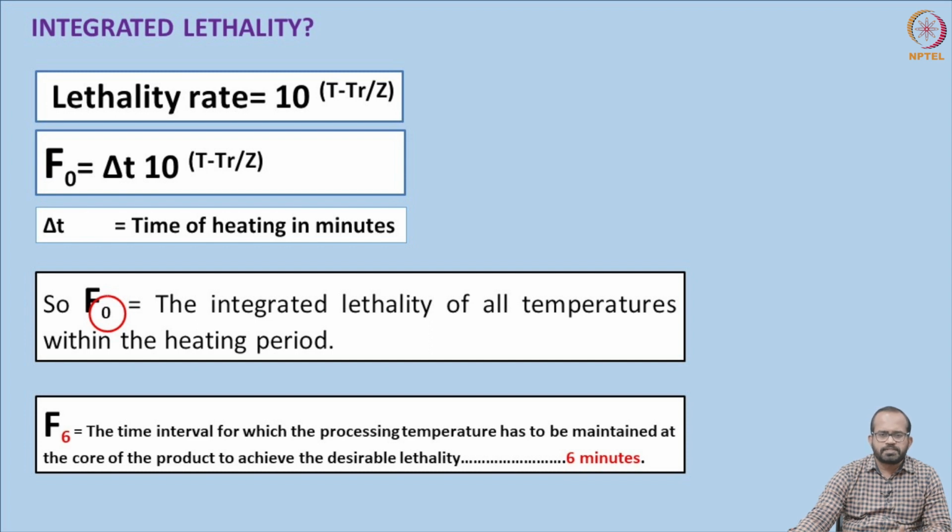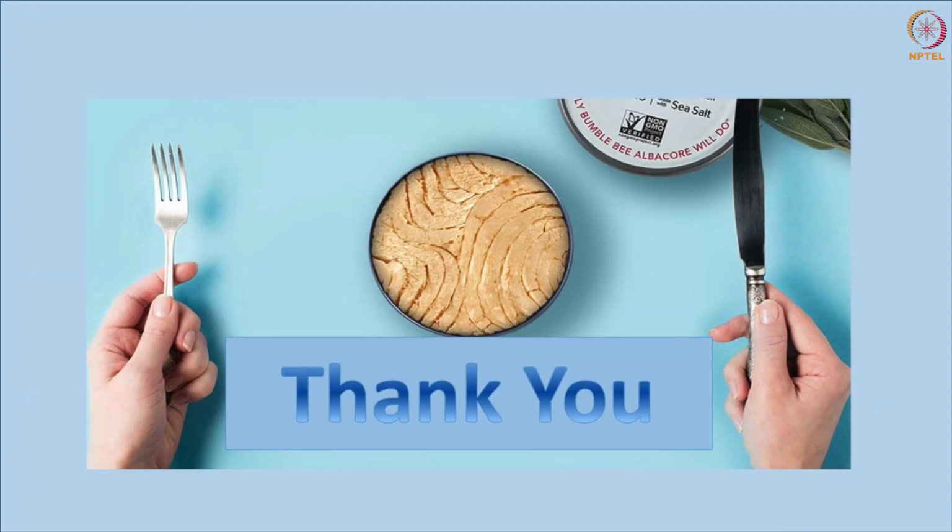For example, if you say F6, it is the time interval for which the processing temperature has to be maintained at the core of the product to achieve the desirable lethality, which is 6 minutes. That is the difference between the F0 value and the F6 value, or any other value that comes as a subscript. Thank you.